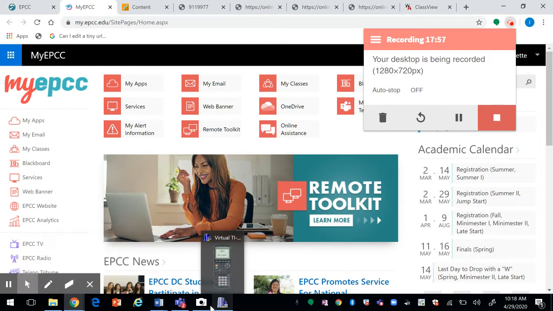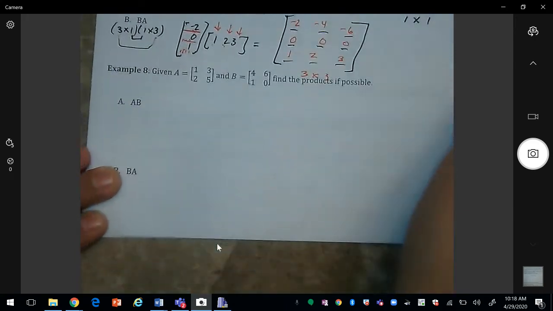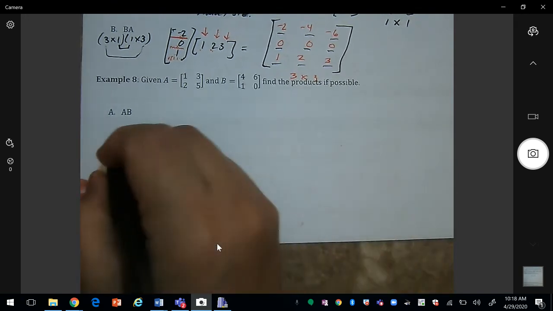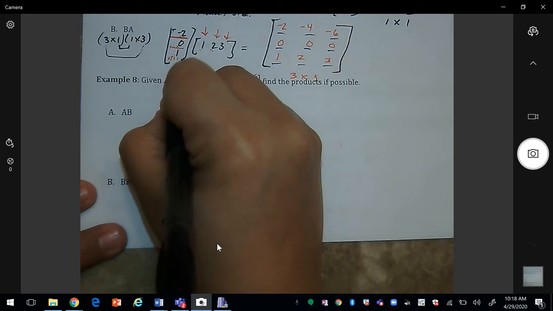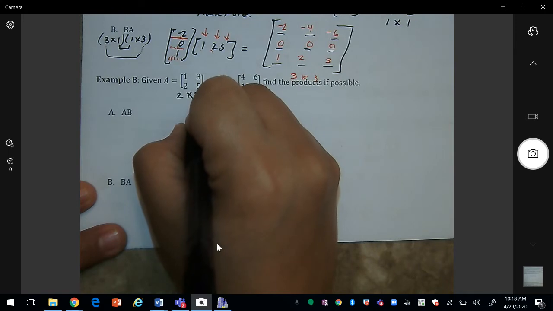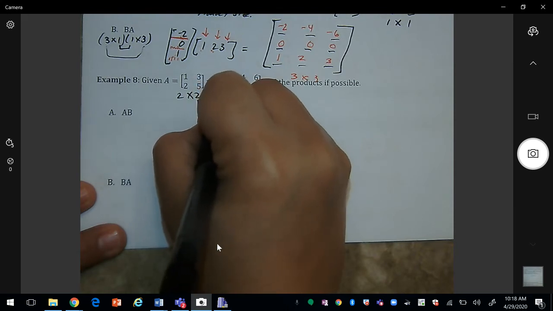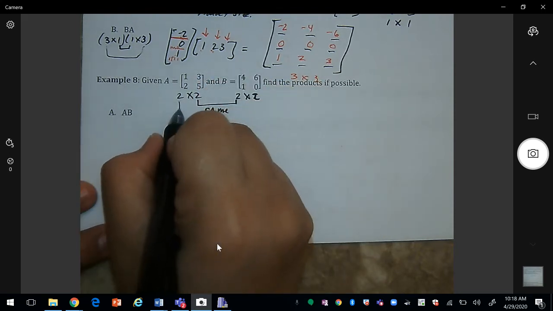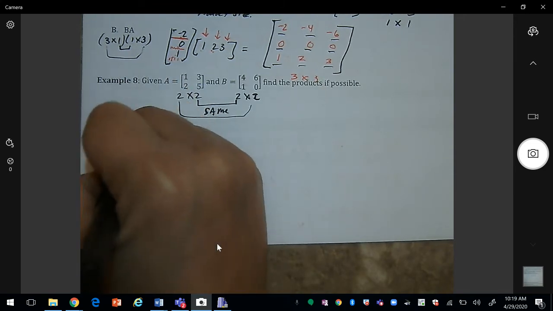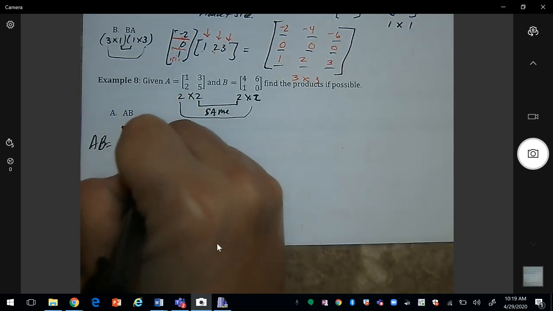Okay, so let's go back to the handout. Given A = [1, 3; 2, 5] and B = [4, 6; 1, 0], find the product if possible. So again, first we need to check if the number of columns and rows are the same. So here the number of columns and rows are the same, so we would be able to multiply. The resulting product will be a 2 by 2. So once we're done with multiplying A times B, we should have a matrix that is a 2 by 2.